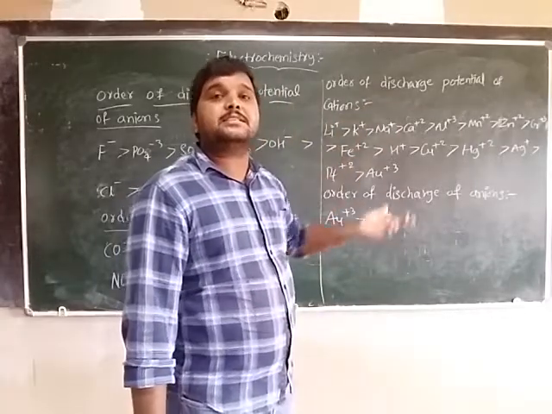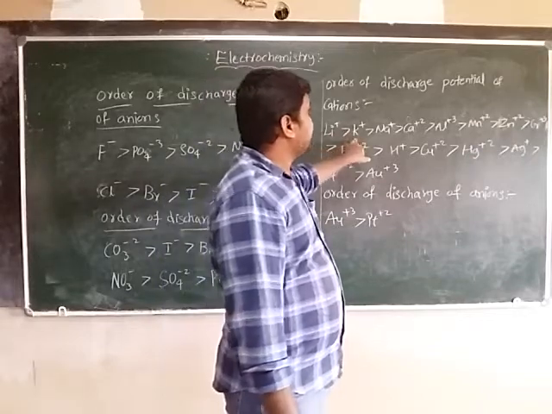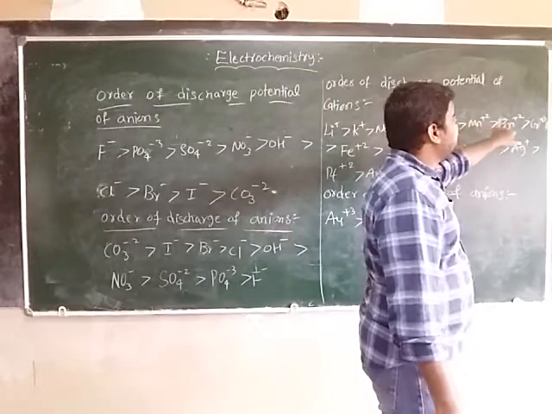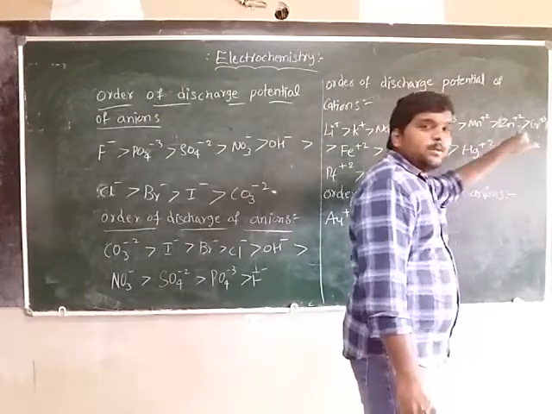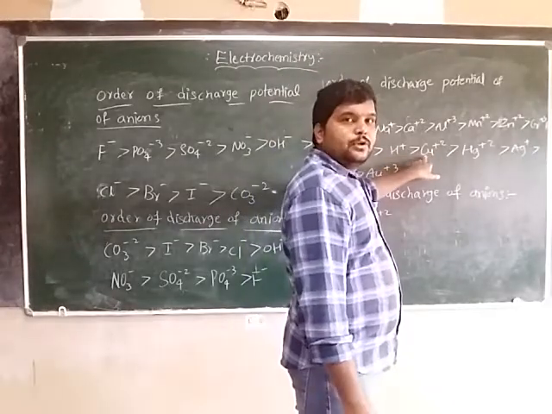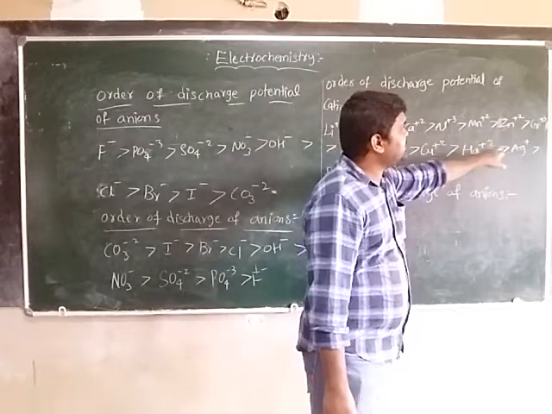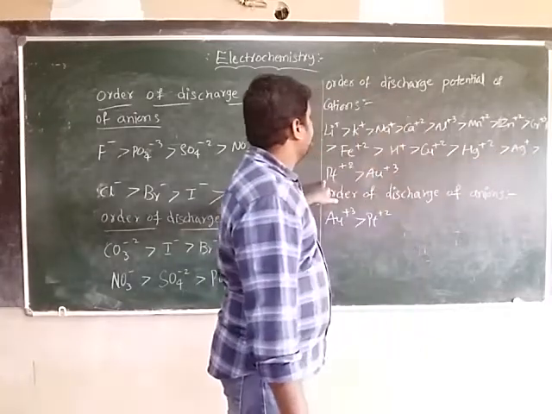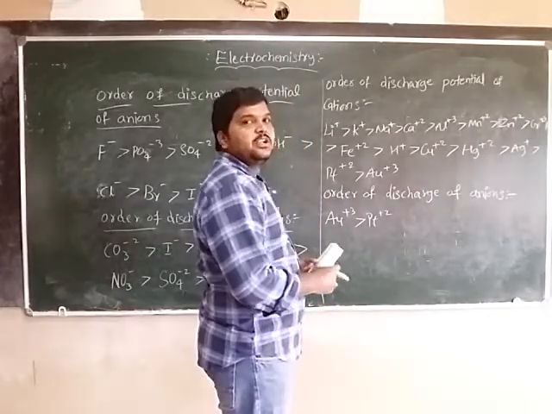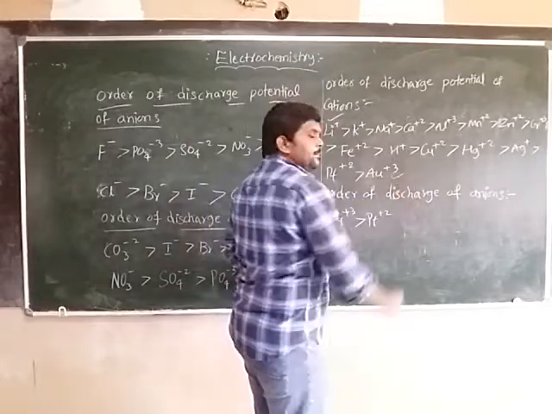Which has the highest discharge potential? Lithium, then potassium ion, sodium ion, calcium ion, aluminium, manganese ion, Zn²⁺, Cr³⁺, Fe²⁺ (ferrous), H⁺, Cu²⁺ (cupric), Hg²⁺, Ag⁺, Pt²⁺, and Au³⁺. Here Au³⁺ is the highest discharge potential and lithium is the lowest.